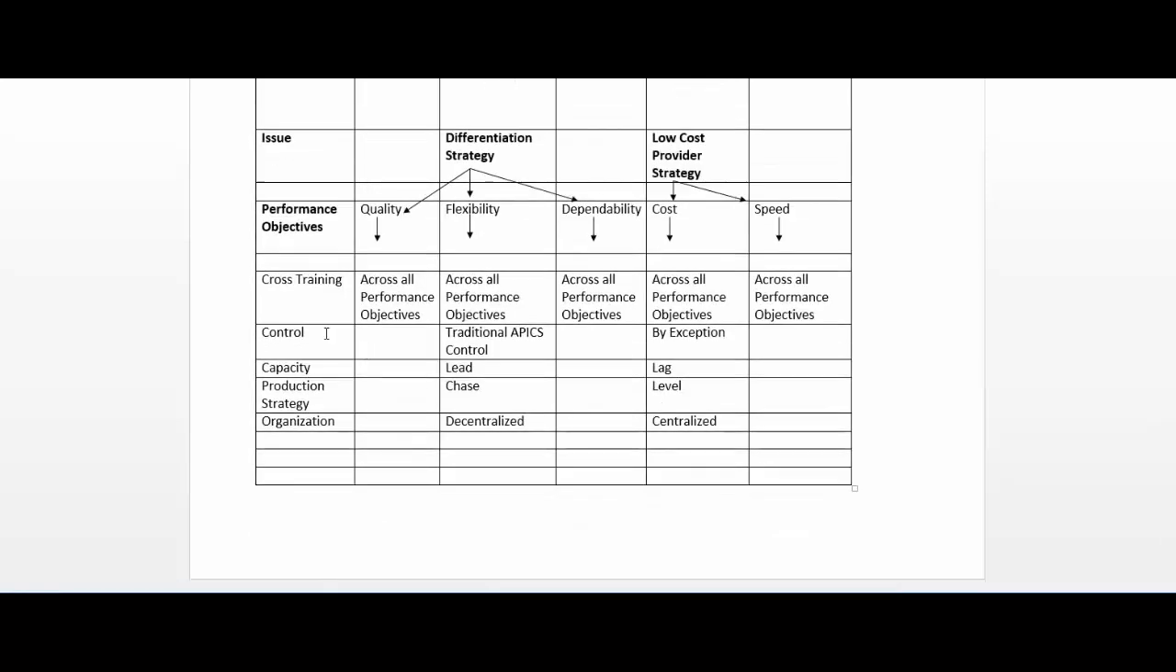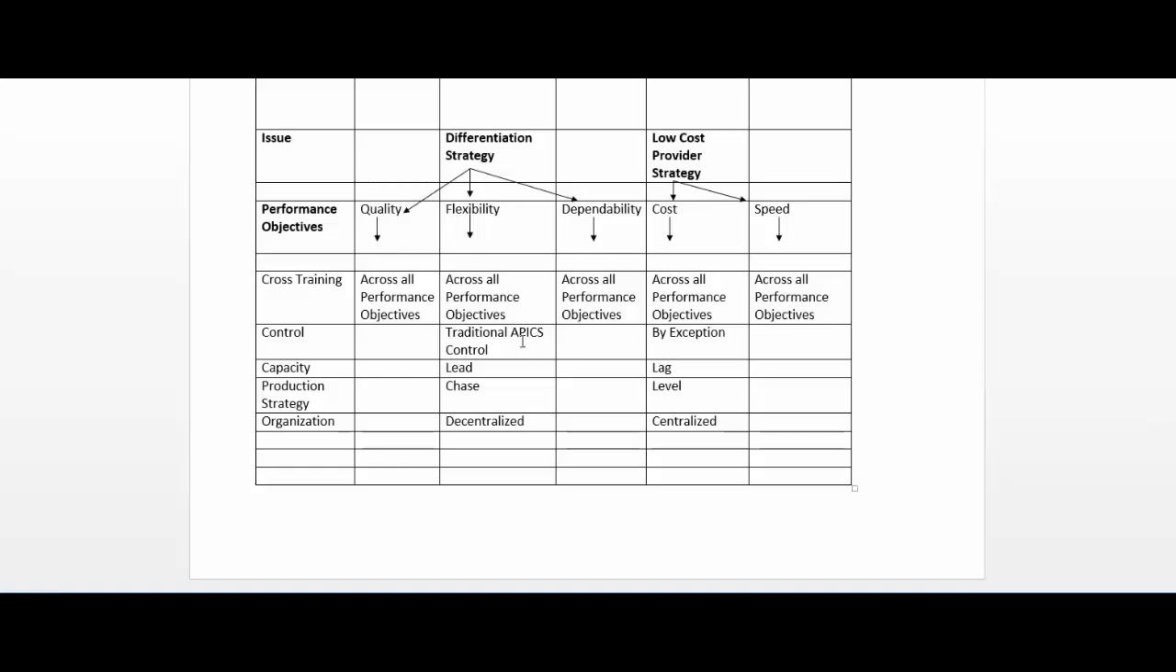From a control of the factory standpoint, we tend to operate by exception in the low cost efficiency. In other words, if you're making 100 per hour, I'm going to assume silence is golden unless I don't see 100 coming off the end of the line every hour, so I operate by exception.